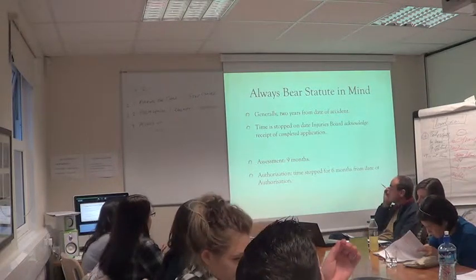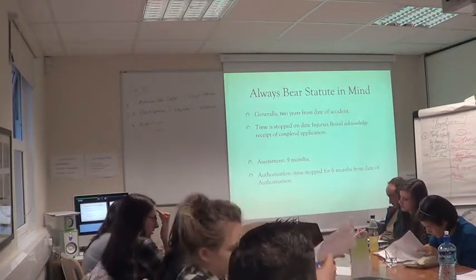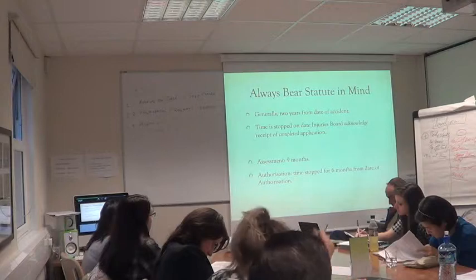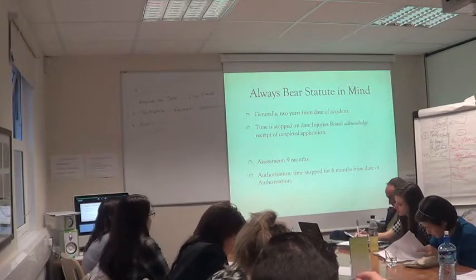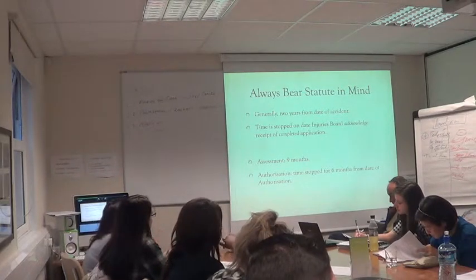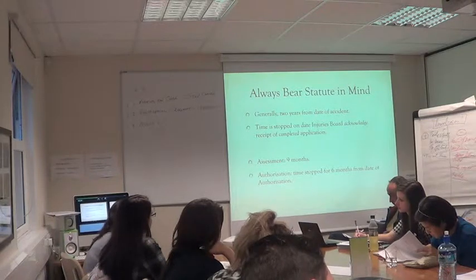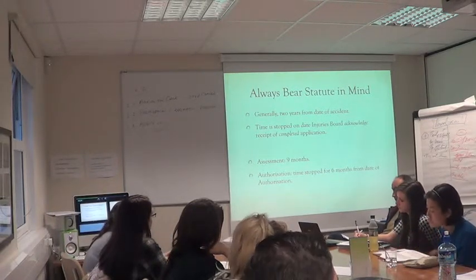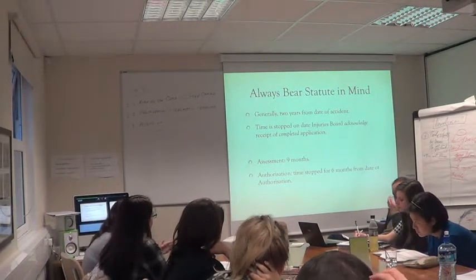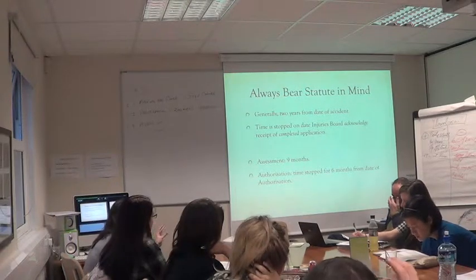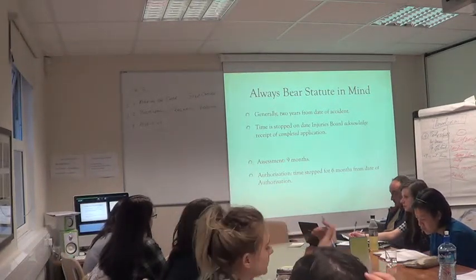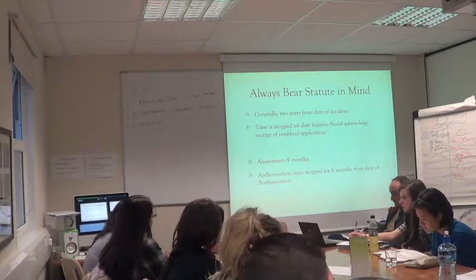As I mentioned, it's generally 2 years from the date of accident or 2 years from the knowledge of the incident. What's important here with the Injuries Board is that time is actually stopped on the date that the Injuries Board acknowledge receipt of the completed application. So that effectively stops the clock. And as I mentioned, when the Injuries Board are making their assessment, they have 9 months within which to make this assessment, so time is stopped for that period. If the Injuries Board make an authorization so that you can proceed to court, time is then stopped for a further 6 months after they make that authorization.